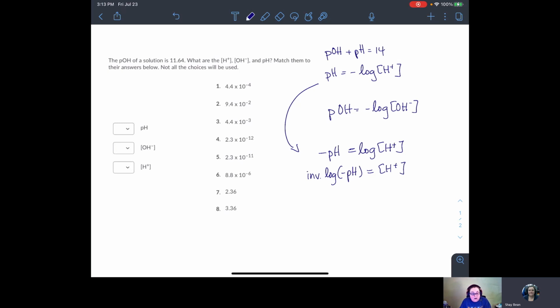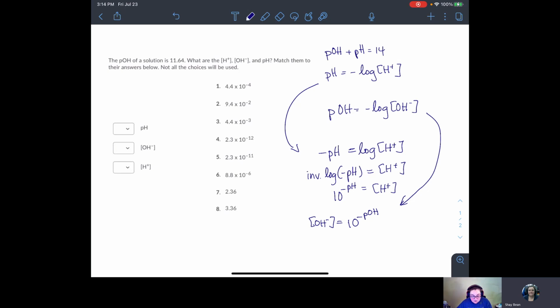On your calculator, it's the second function or the shift function of your log button, and you may notice that it's labeled 10 to the x because that's what an inverse log is. So technically this is 10 to the minus pH equals the H plus. If I have the pH value, I can find the H plus concentration by taking the inverse log of the negative pH value. Same thing for pOH. If I want to find the OH minus, that ends up being 10 to the negative pOH value.